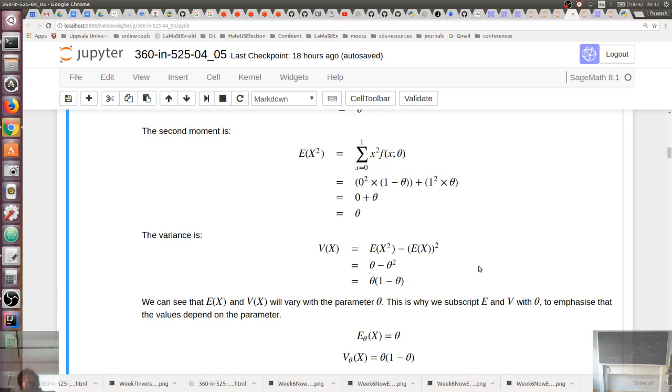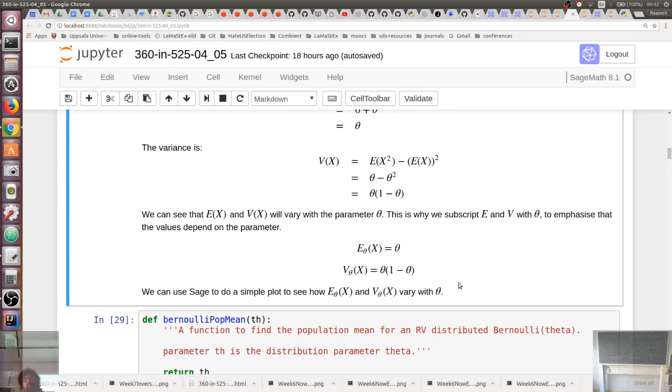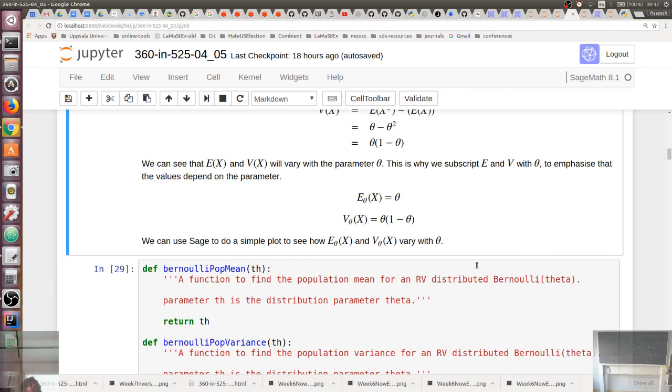So this is a nice, beautiful thing. It's the heart of a lot of interesting dynamics, logistic maps, and so on. Okay, so what we also do, especially when we get into the inference section, is use this kind of notation. It's common. We subscript the expectation by theta to say that there is this parameter that the random variable's distribution depends on. So we say E sub theta of x is theta, and V sub theta of x is theta times 1 minus theta.